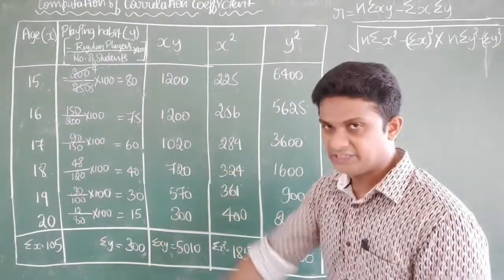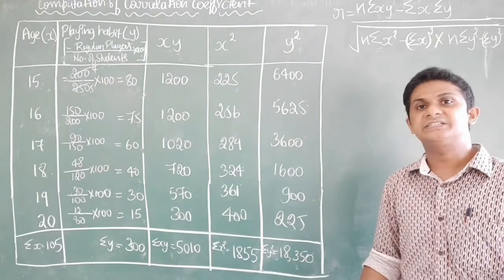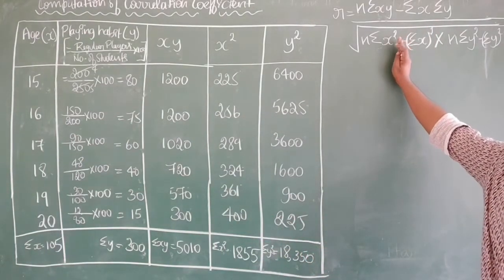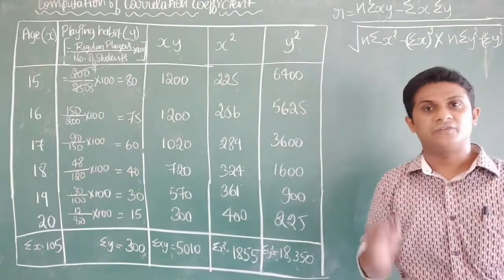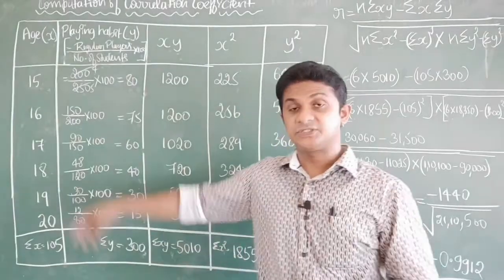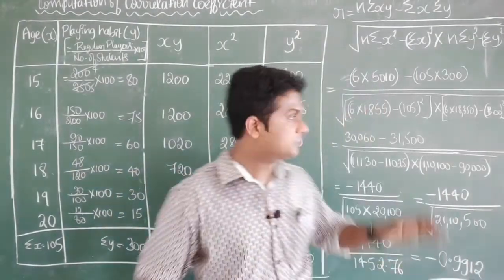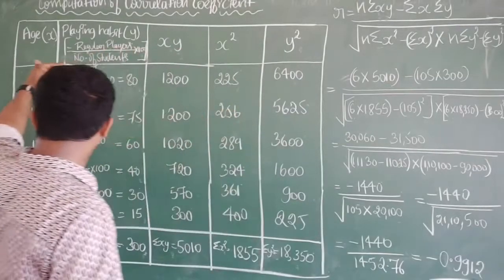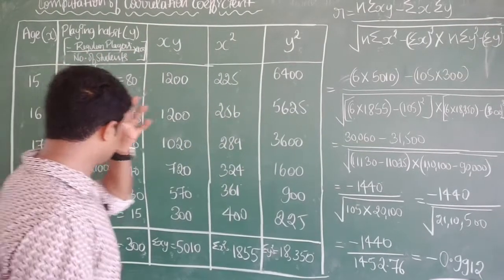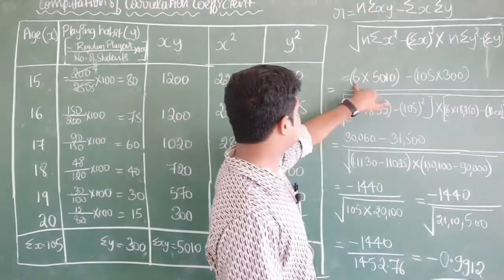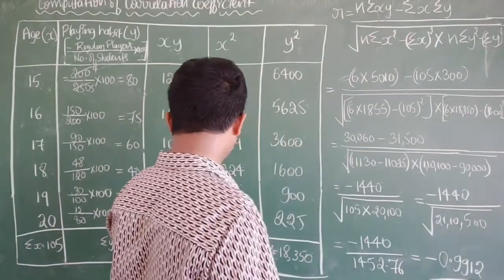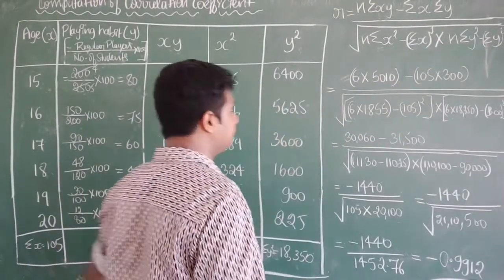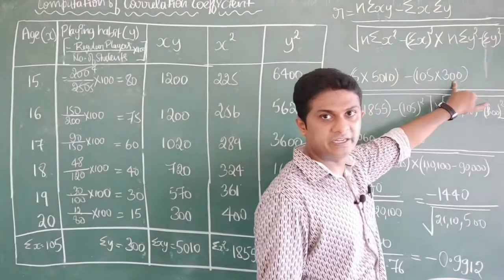Once we find all these values, what we need to do next is simply substitute the calculated values into our correlation coefficient equation to find the value of correlation. I have substituted all the computed values into our equation. For example, n is the number of variables they have given, which is equal to 6. So n is equal to 6 into sigma xy is 5010, 6 into 5010 minus sigma x, which is equal to 105, into sigma y, which is equal to 300.